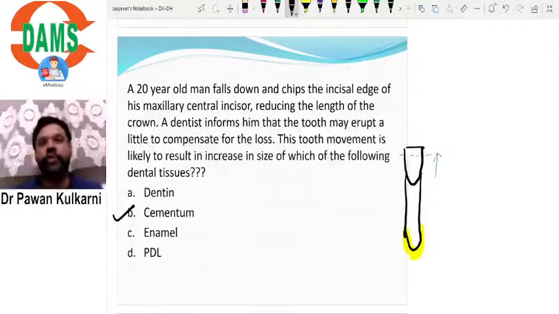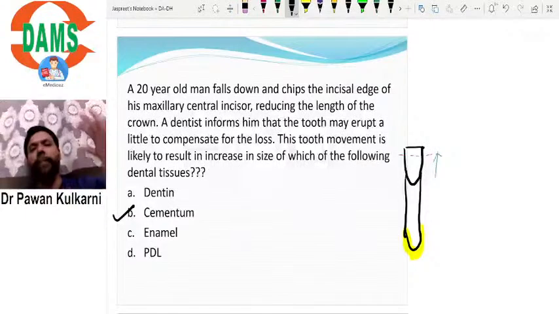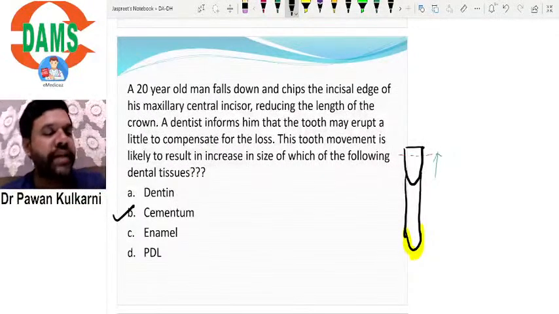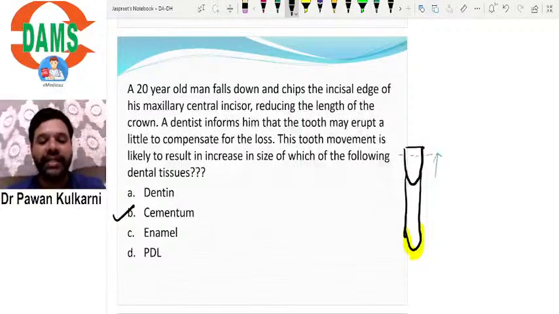Which is a pathology. You should remember that hypercementosis is excessive deposition of the cementum, which can be localized or generalized. This is localized, what we have discussed. That is to compensate the occlusal plane. Generalized can take place in case of Paget disease. There is something called Paget disease of bone. In this Paget disease of bone, you will see generalized hypercementosis.